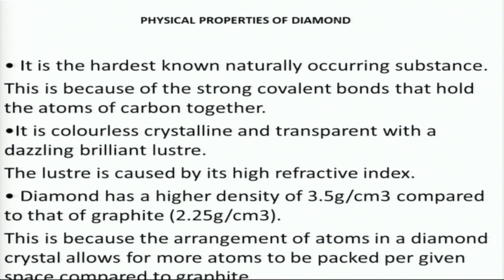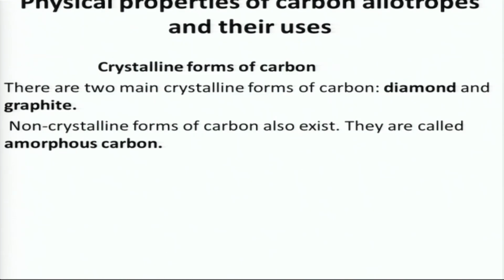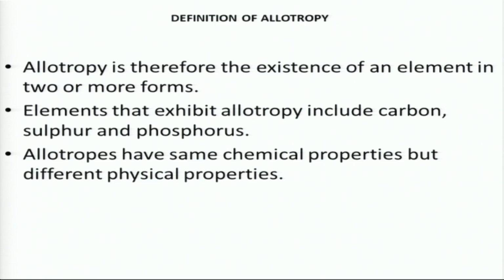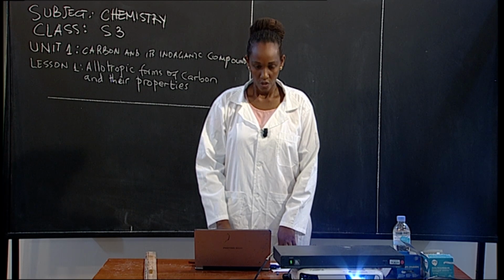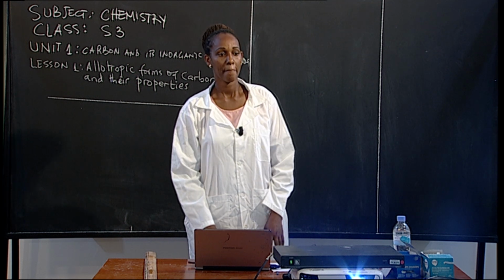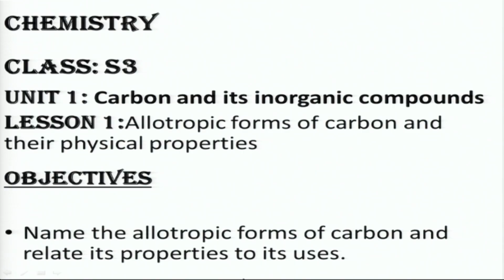All right? So in brief, when you look at the objective of today, we have said that by the end of this lesson, every learner will be able to name the allotropic forms of carbon and relate its properties to its uses. That's what we have been doing.